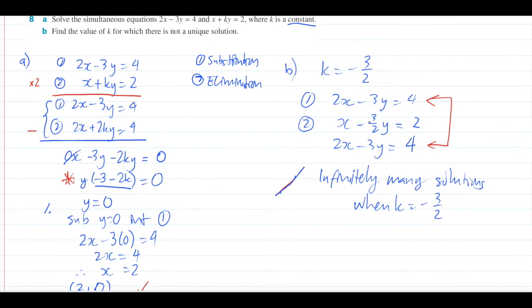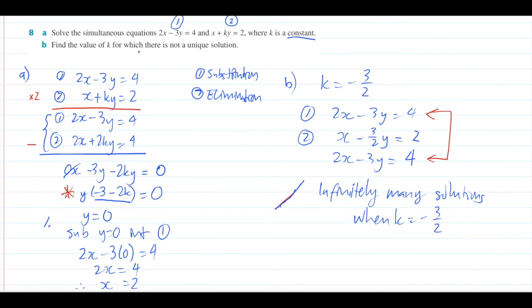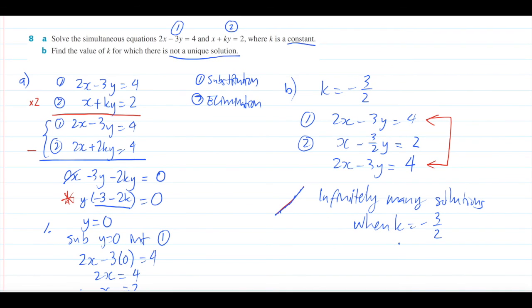Because when k equals negative 3 over 2, then these two lines have the same equation. And that answers part B, because part B asks find the value of k for which there is not a unique solution. Well, when k equals negative 3 on 2, there are infinitely many solutions. So there we go. That is your answer for part B, okay? Guys, that is question 8. Fast and quick and easy one, nothing too difficult.